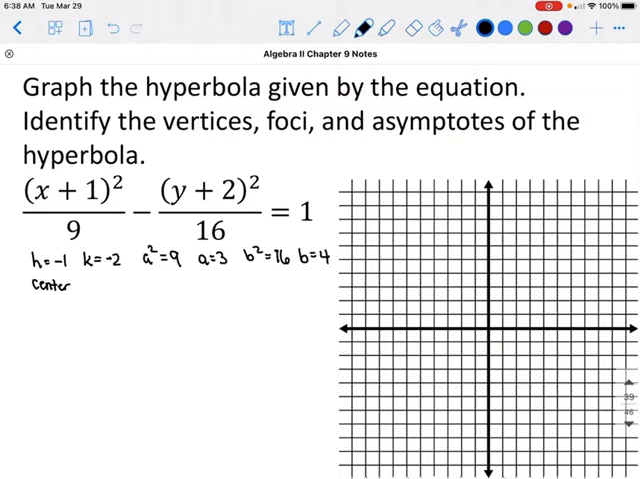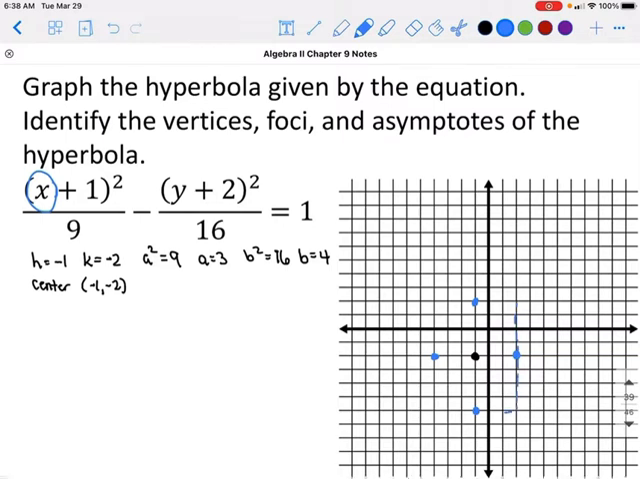Now, let's start by finding our center. Our center is going to be at -1, -2. So we go over to -1, -2, we put our center. Now, I'm going to go ahead and graph this one first, and then I'm going to find all the information. So because the x goes first, we're going to take a units in the x direction. So from the center, I'm going to go 3 to the right. I'm going to go 3 to the left. b is with the y's, which is 4, so I'm going to go 4 up, and we're going to go 4 down.